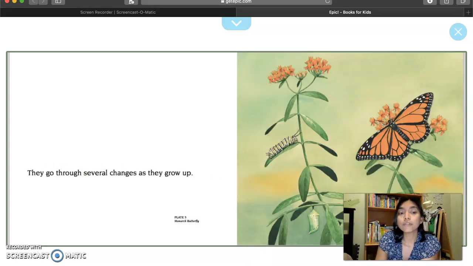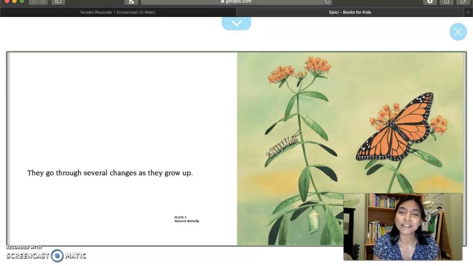They go through several changes as they grow. And here we see a butterfly. And we're also going to be talking about the life cycle of these insects. So for example, in this picture, we see a beautiful bright orange butterfly. And then on the side, if you guys can see, we have a caterpillar. Can you see the caterpillar? Can you find the caterpillar on the leaf?